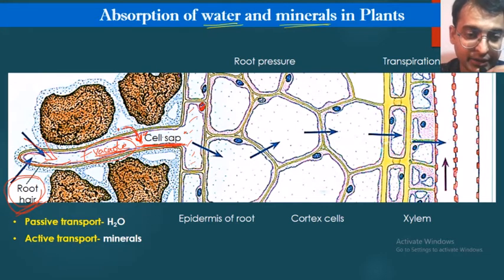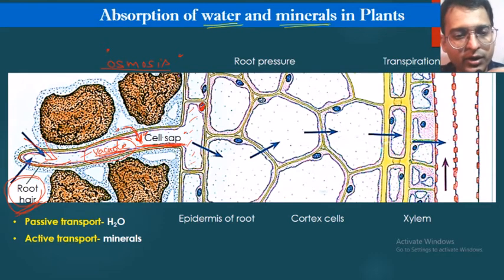Now it has entered into the root hair. This process is what we say osmosis. So osmosis is taking place in the root hair, okay, by which water is moving from the soil into the cell sap of the root hair.